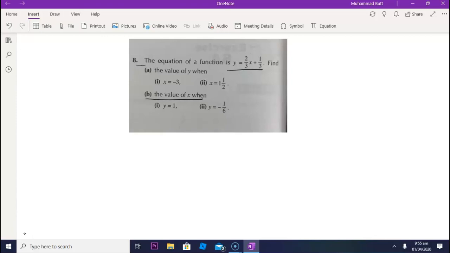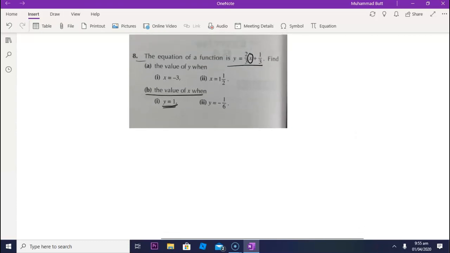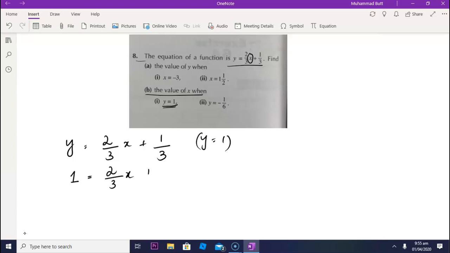You have to find out the value of x when the value of y is given to you. In this question there is a reverse calculation, so we'll try to solve this part. y is equal to 2 by 3x plus 1 by 3, and the value of y is given to you. y is 1. So what are you going to do? You are going to substitute the value of y over here, and you are going to find out the value of x.